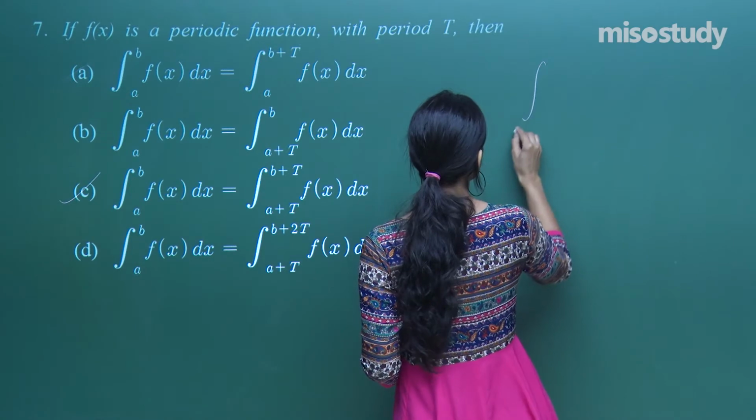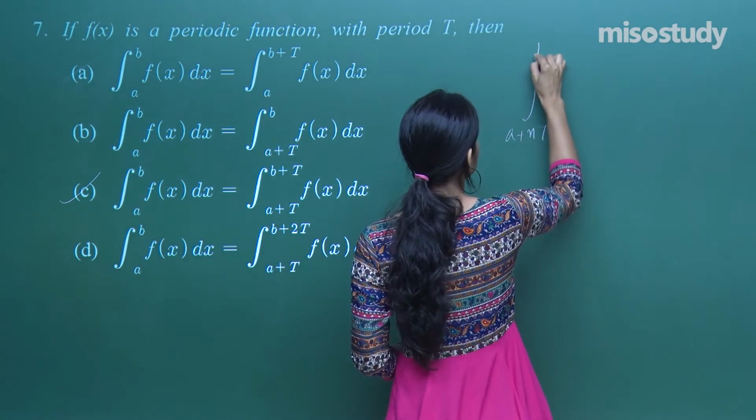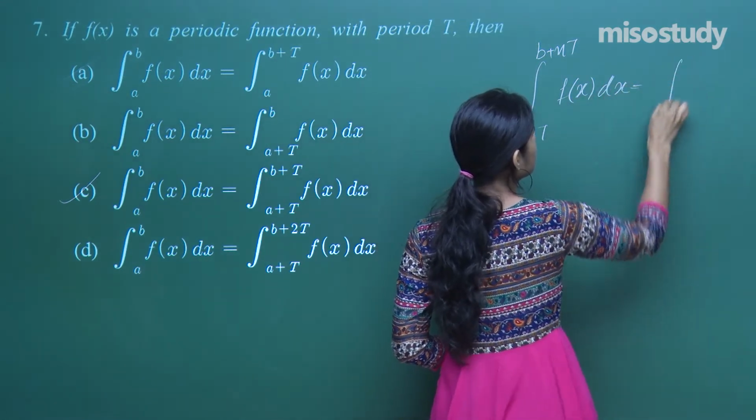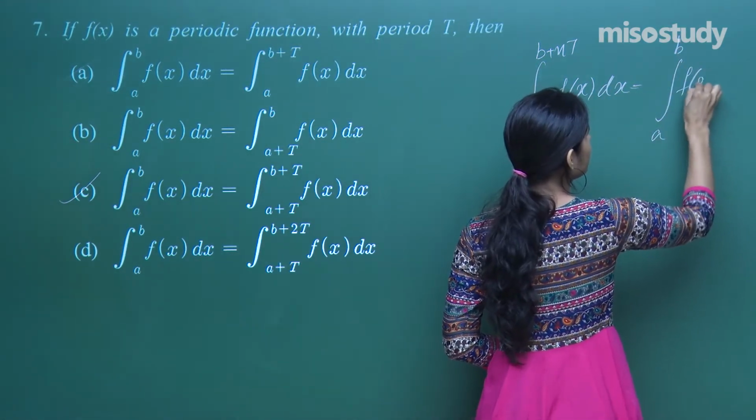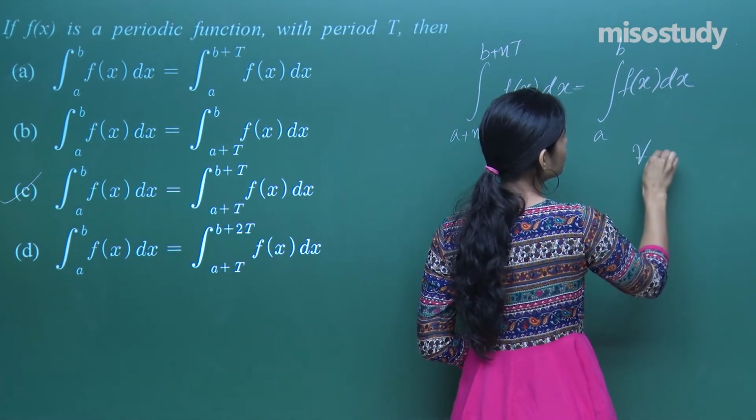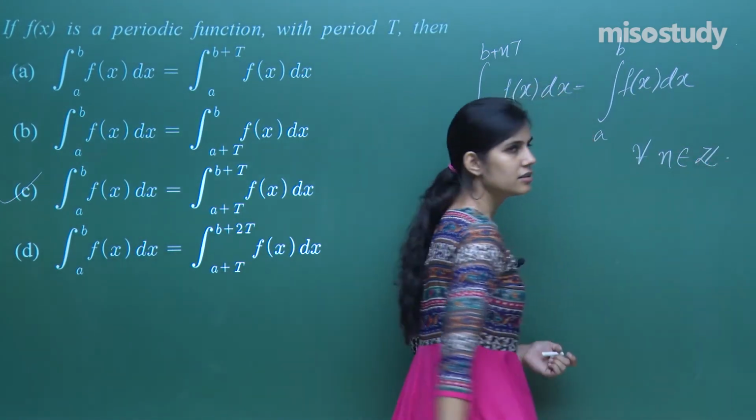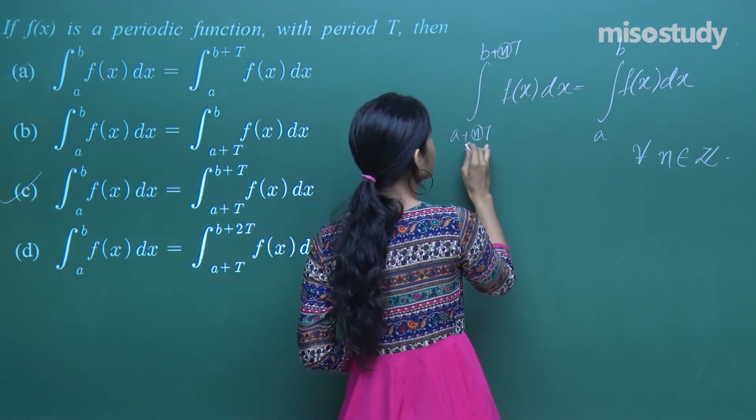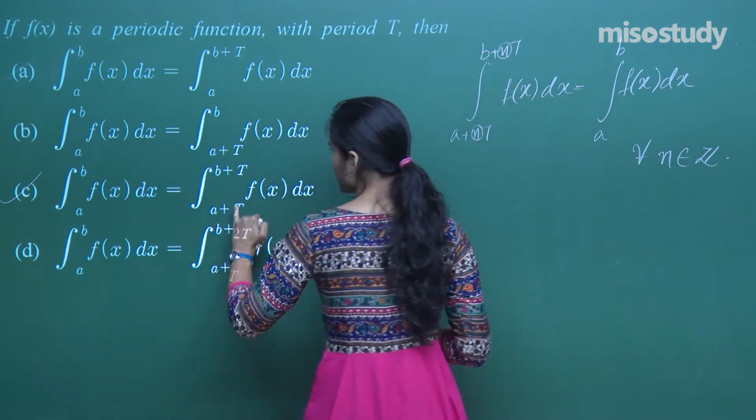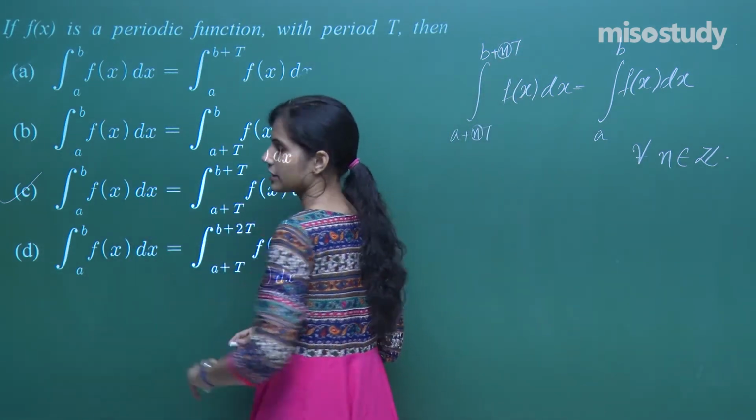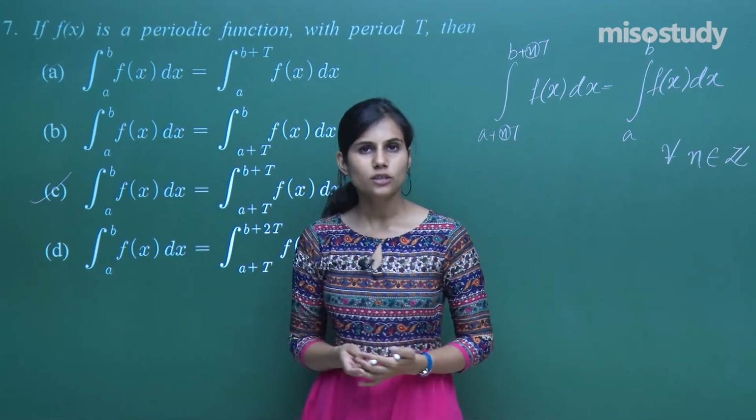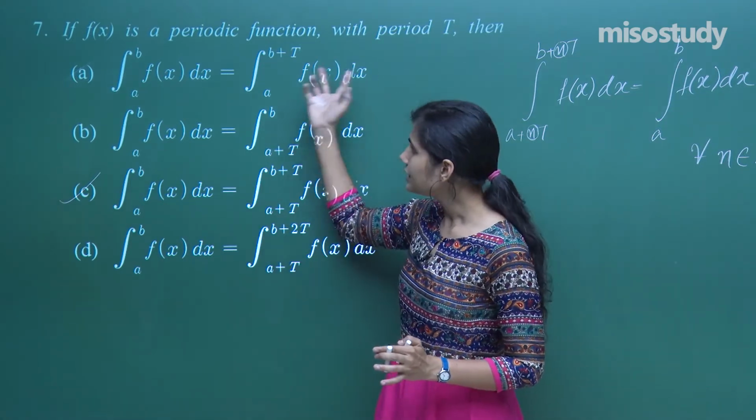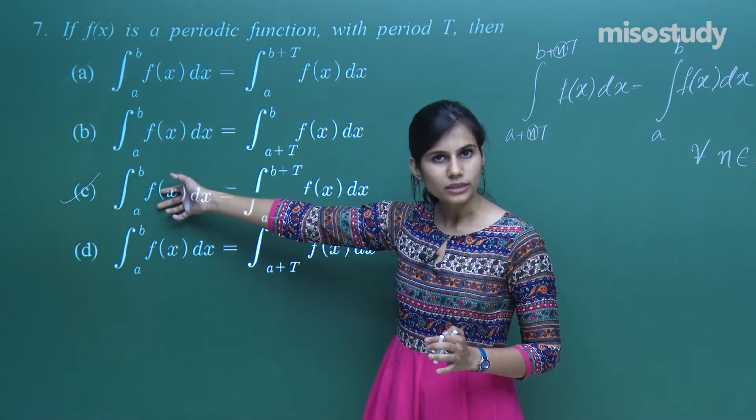Why? Because we know that the integral from a plus nT to b plus nT of f(x) dx is equal to the integral from a to b of f(x) dx, and this is true for all integers n. Over here specifically for n equals 1, the expression is given to you. See, a plus 1T, b plus 1T, f(x) dx is the integral a to b f(x) dx. So this is obviously right. If you have just the knowledge of very basic properties which functions that are periodic with period T acquire, very directly you will be able to get the answer.